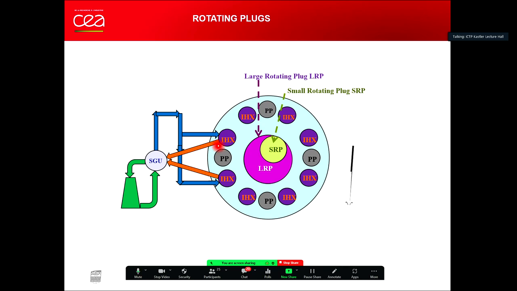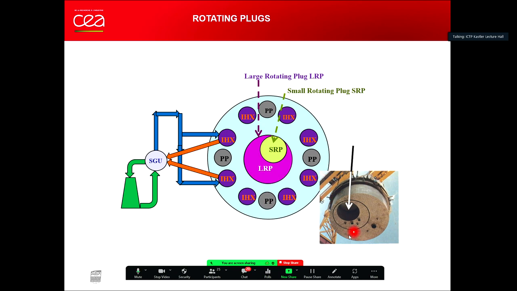Here you have the rotating plugs in the center, the small rotating plug and the large rotating plug. Thanks to these two plugs, you have the possibility to reach any position of the core for the handling operations. And around here you have the main components, mainly primary pumps, PP, and IHX, intermediate heat exchangers. For example, here we have one loop, two loops, three loops, and four loops. And here we have a system with four loops, so it's typical of Superphénix.